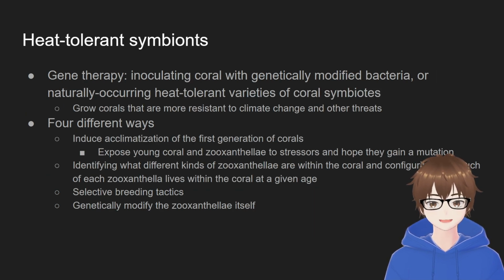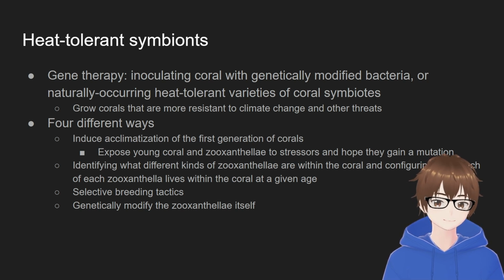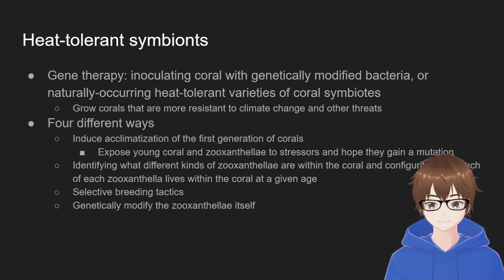Another way that we can help corals, which is more of a laboratory experiment, is to change the symbionts they have growing on them, the algae. They can put heat-tolerant symbionts onto these corals. This is a type of gene therapy where they inoculate coral with genetically modified bacteria or naturally occurring heat-tolerant varieties of coral symbionts. Then the coral that grow are more resistant to climate change and other threats.